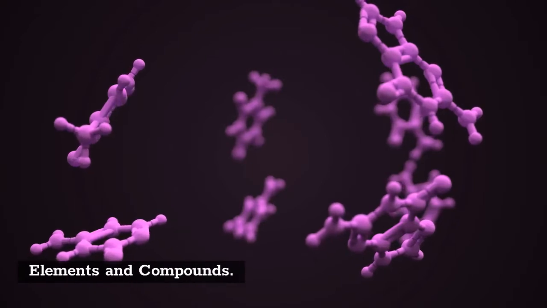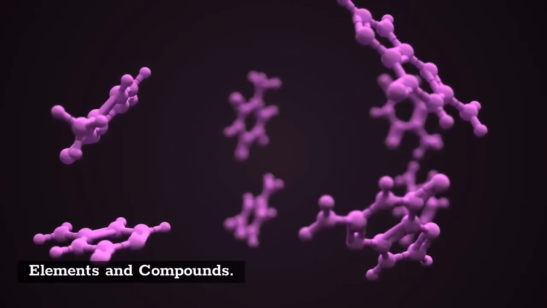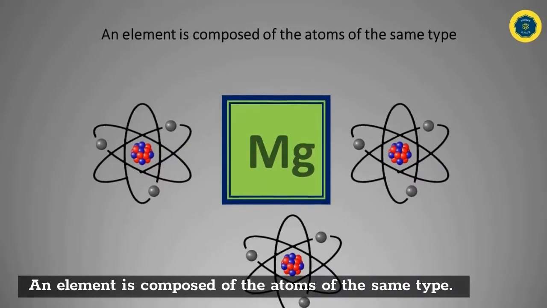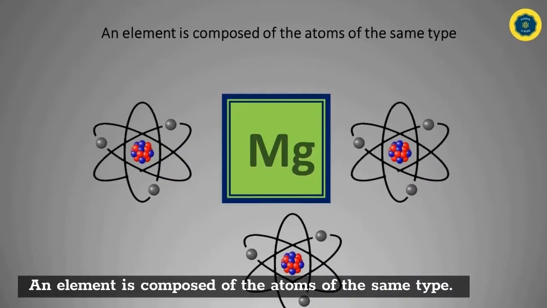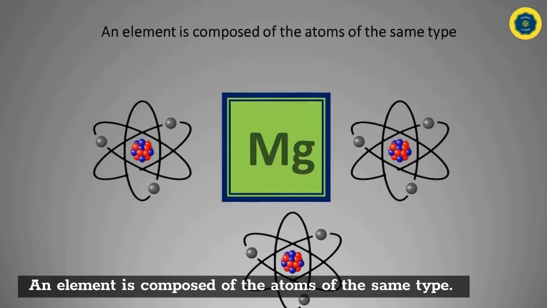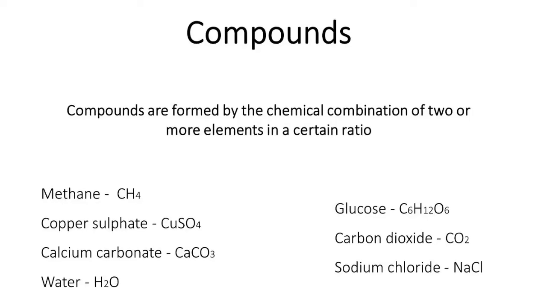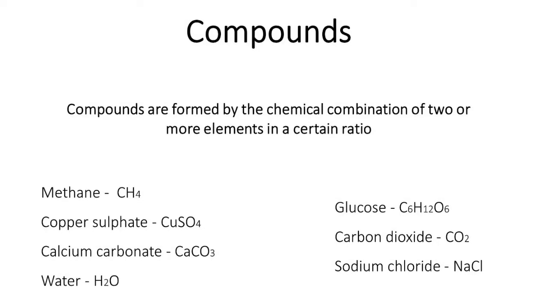Elements and compounds. An element is composed of the atoms of the same type. Compounds are formed by the chemical combination of two or more elements in a certain ratio.